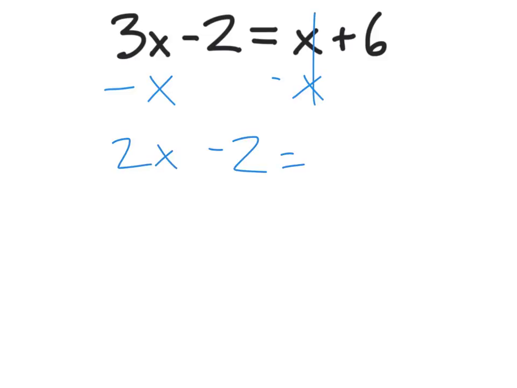And the x minus x canceled out, so we just have a positive 6. Now all of my x's are on the left-hand side of the equation. All I have to do now is get all the numbers to the right-hand side, so that means this minus 2 needs to go over here.